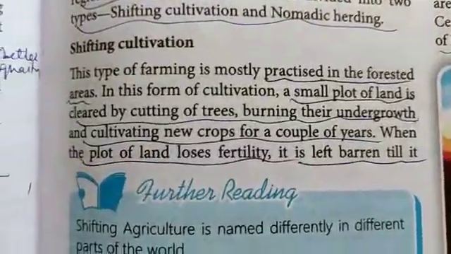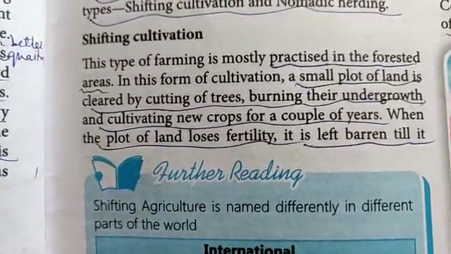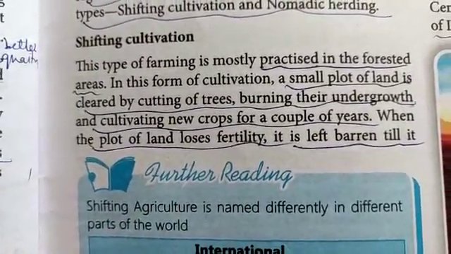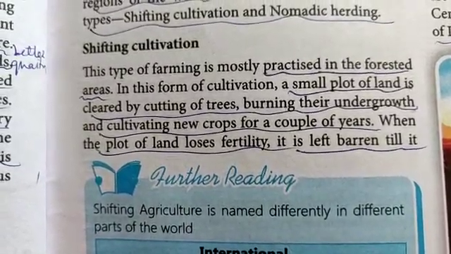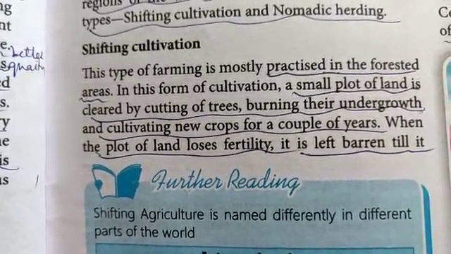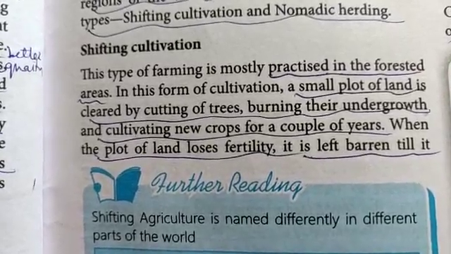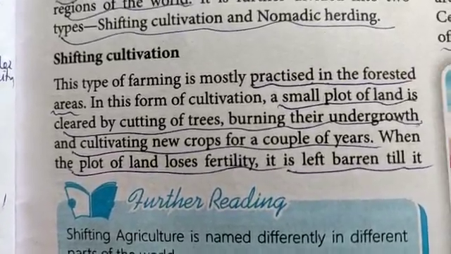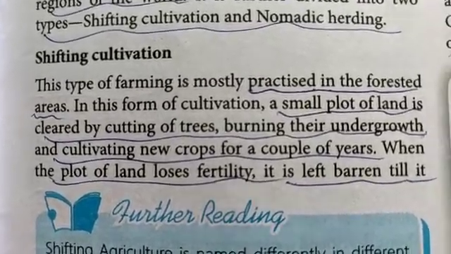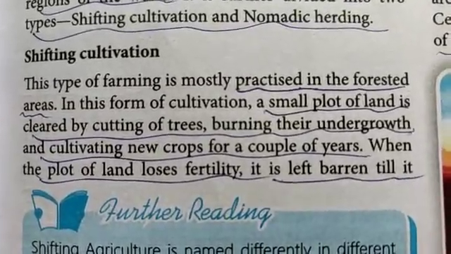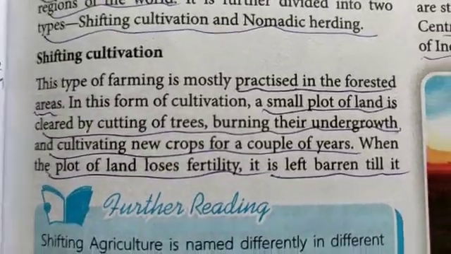So first we will see what shifting cultivation is all about. This type of farming is mostly practiced in the forested areas. In this form of cultivation, a small plot of land is cleared by cutting of trees, burning their undergrowth, and cultivating new crops for a couple of years. When the plot of land loses fertility, it is left barren till it regains fertility.